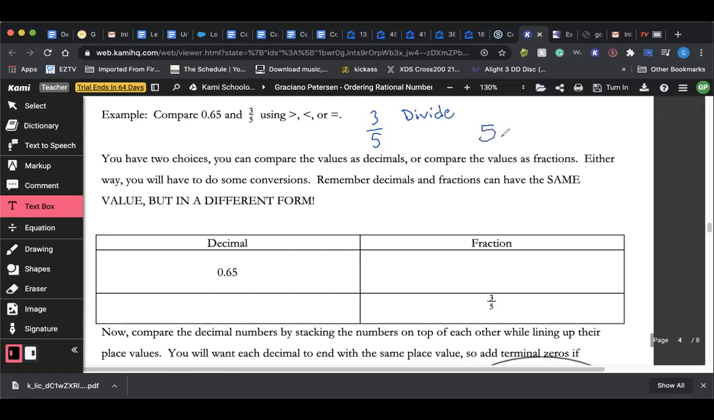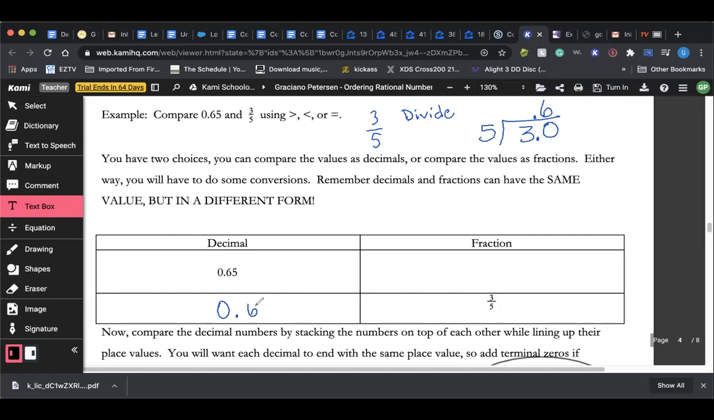So 5 is on the outside, 3 is on the inside. And of course, 3 is smaller than 5, so I cannot divide yet. You have to put a decimal point and add a 0. How do I divide 30 by 5? How many times does 5 go into 30? 6 times. So as a decimal, this fraction 3/5 is actually 0.6.